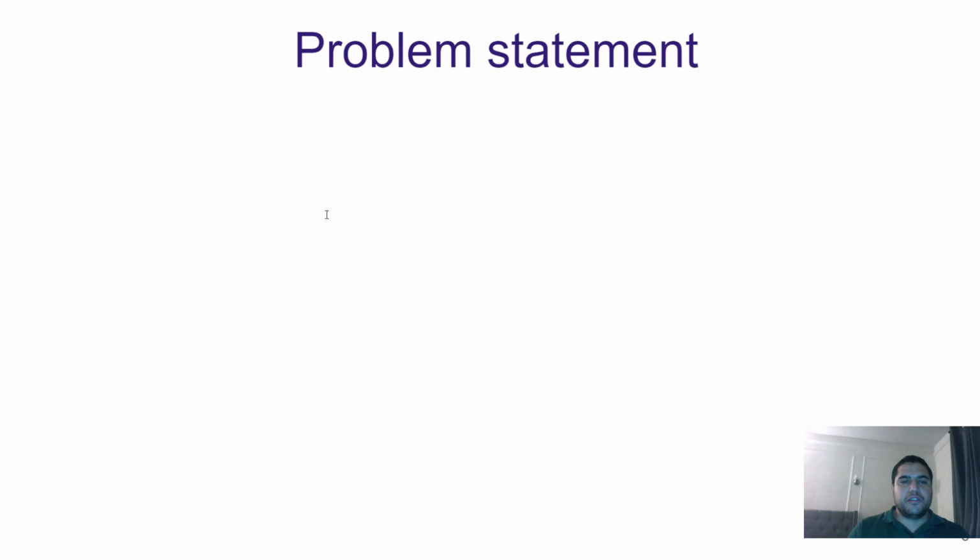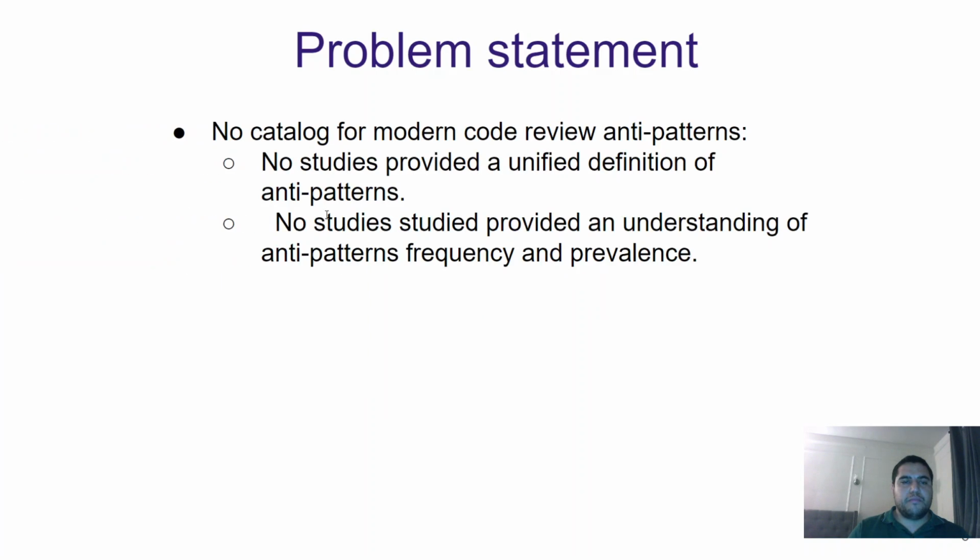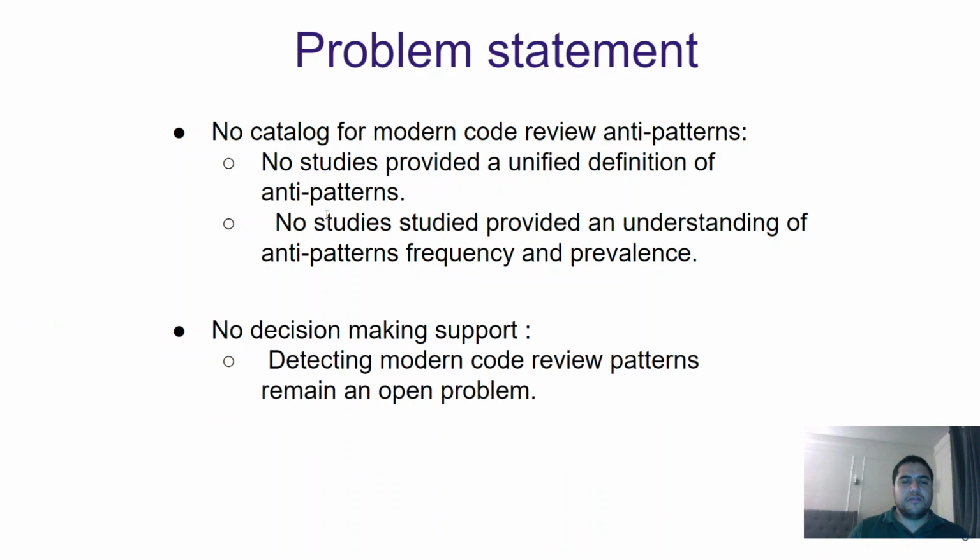So, despite the maturity of MCR-related studies, there are several problems that remain open in modern code review research. For instance, despite their importance, there is no unified framework for modern code review problems, unlike anti-patterns in other disciplines like CI, code smells, and service-oriented architectures. Also, no study has attempted to quantify the frequency and the prevalence of these problems. In addition to that, detecting these problems remains an open challenge since there is no consensus about how to detect modern code review problems.